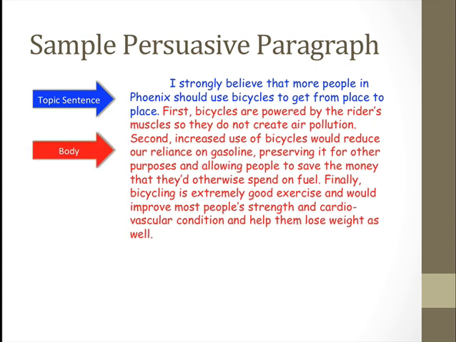So here is where I get into my arguments that support, or actually the supports for my position. First, bicycles are powered by the rider's muscles, so they do not create air pollution. Second, increased use of bicycles would reduce our reliance on gasoline, preserving it for other purposes and allowing people to save money that they'd otherwise spend on fuel. Finally, bicycling is extremely good exercise and would improve most people's strength and cardiovascular condition and help them lose weight as well. All right, so you'll note I have my 3 supporting arguments there for my position. Note please that I use transition words: first, second, finally.